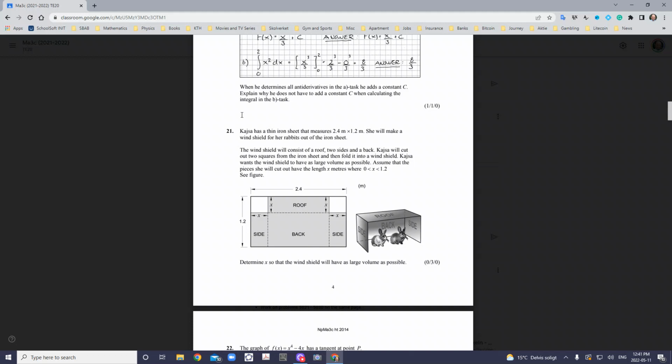This is x, this is also x, x, and x. And then from here to here is 1.2 meters, everything is in meters, and from here to here is 2.4. And now we know that x is somewhere between 0 and 1.2. That's also understandable, because you cannot have x more than that. But the point is that you want to make the volume of this windshield as large as possible.